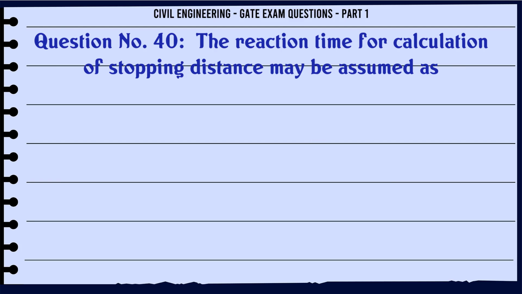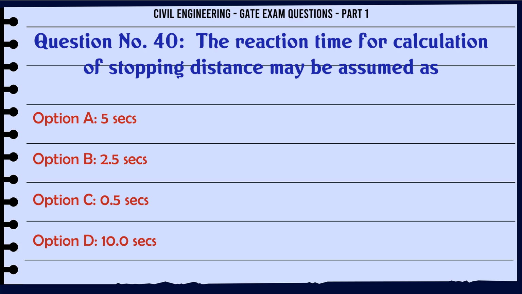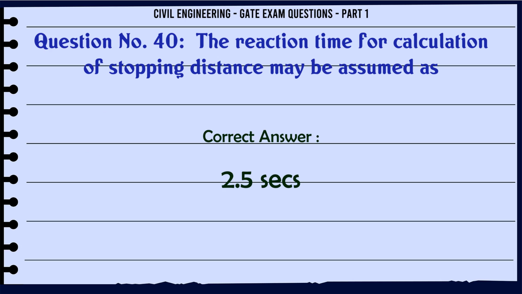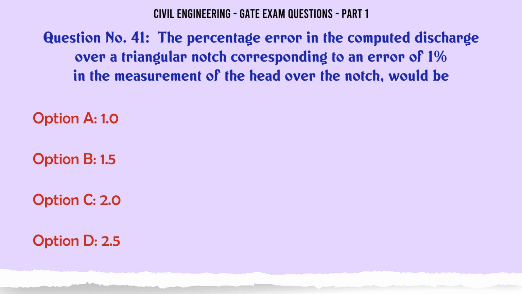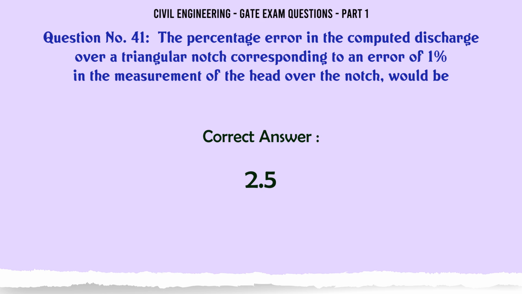The reaction time for calculation of stopping distance may be assumed as: A, 5 secs; B, 2.5; C, 0.5; D, 10.0 secs. The correct answer is 2.5. The percentage error in the computed discharge over a triangular notch corresponding to an error of 1% in the measurement of the head over the notch would be: A, 1.0; B, 1.5; C, 2.0; D, 2.5. The correct answer is 2.5.